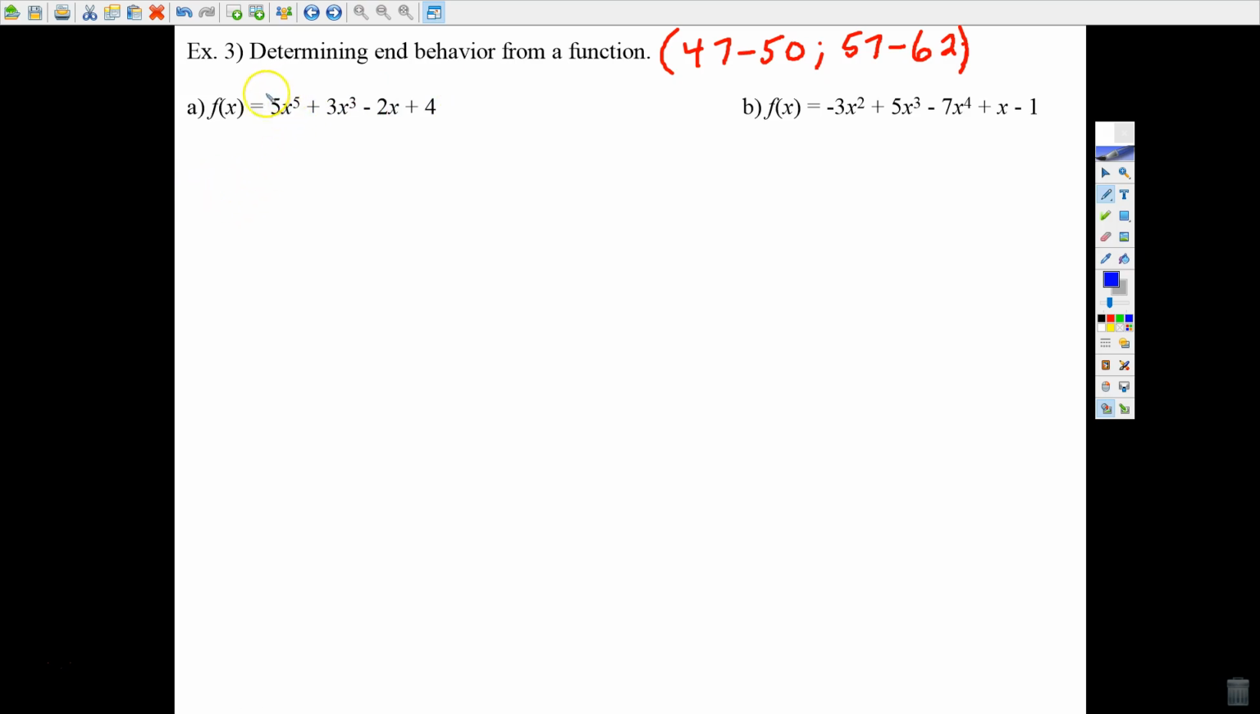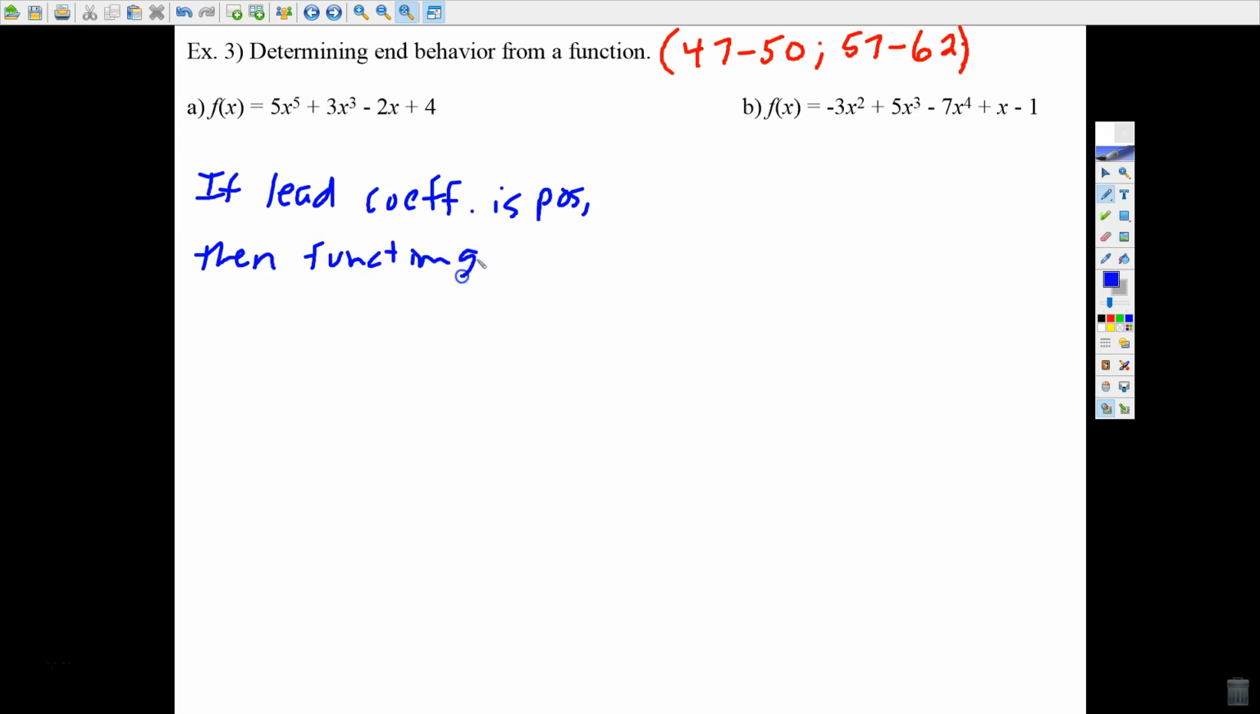I'll just give you some general principles and then we'll apply them to this particular problem. If the lead coefficient is positive, then the function has to go up on the right. And once I'm finished with this, we'll actually use end behavior language to answer the question. All right. And then to know what happens on the left, you look at the degree. And for this function, it's degree 5. If you're wondering what is the degree of a function, just look at the largest exponent for x. And in this case, we have an odd number degree. So if the degree is odd, the left will be opposite of the right.